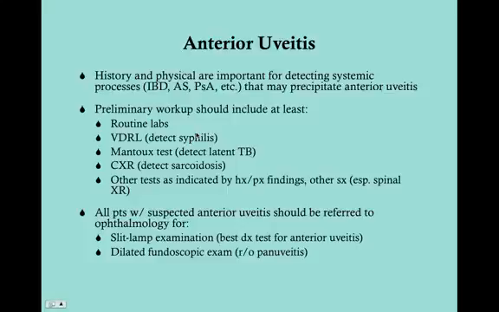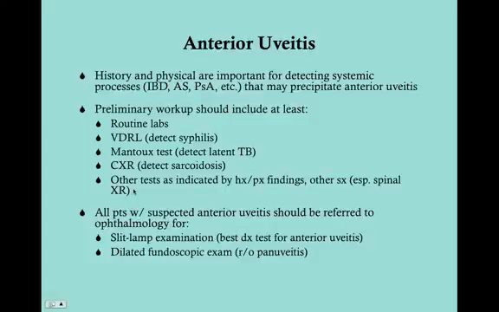The preliminary workup should include things that are commonly associated with anterior uveitis. So we want to get routine labs. We also want to look for TB and syphilis, so you get a VDRL and a Mantoux test. You also want to get a chest x-ray. That's going to help you detect not only if there's active TB, but also if there's sarcoidosis, and sarcoidosis has a very high association with anterior uveitis. Some physicians will also get a serum calcium or an ACE level, angiotensin converting enzyme level, because those are associated with sarcoidosis, but I think a chest x-ray is enough.